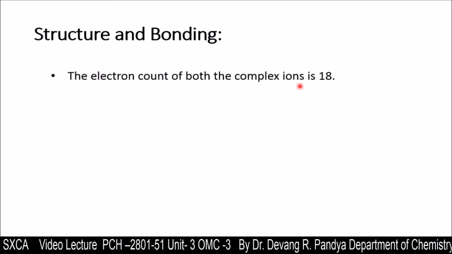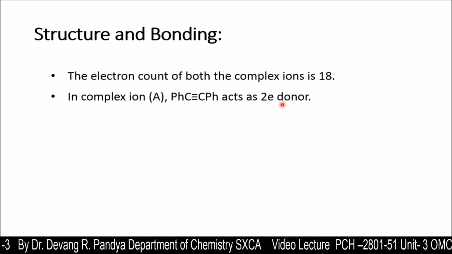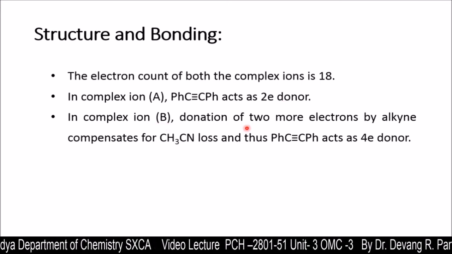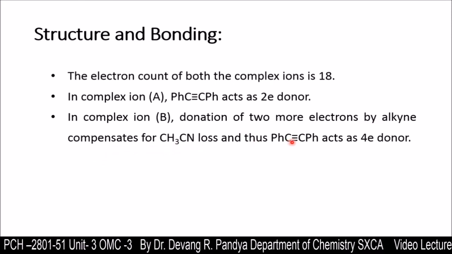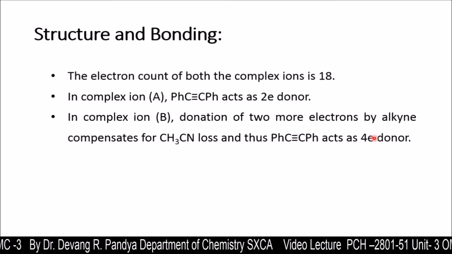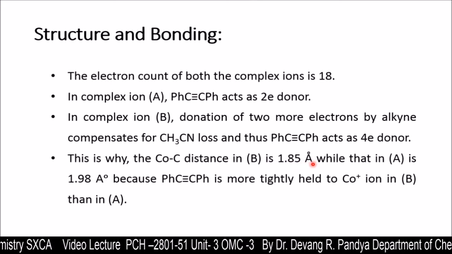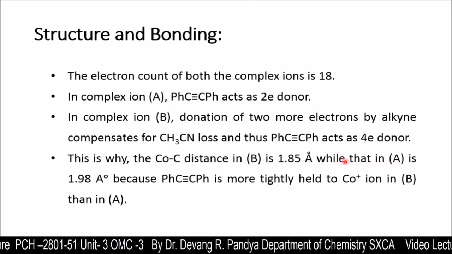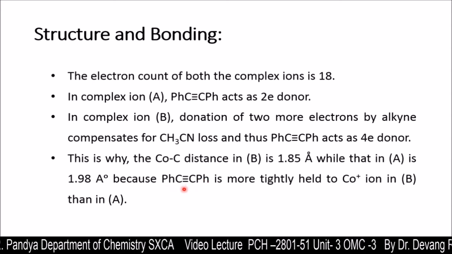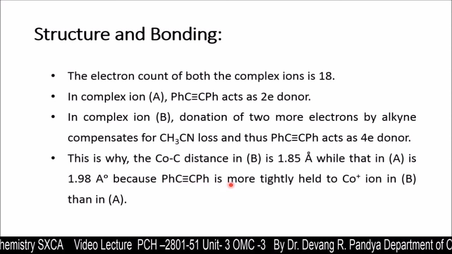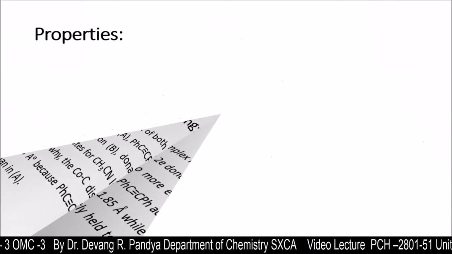Now the electron count of both complexes is 18, and in complex A the diphenyl acetylene acts as a 2 electron donor, while in complex B the donation of 2 more electrons by the alkyne compensates for the methyl cyanide loss, and thus diphenyl acetylene acts as a 4 electron donor according to the Templeton scheme. This is why the cobalt carbon distance in structure B is 1.85 angstrom compared to complex A, which is 1.98 angstrom. So the bond length between metal and carbon is decreased, because the diphenyl acetylene carbon is more tightly held to the cobalt ion in complex B compared to complex A.